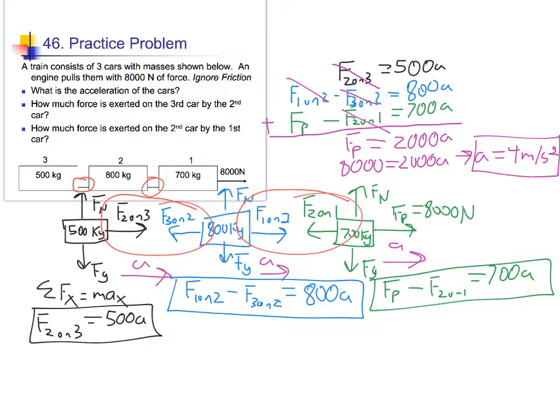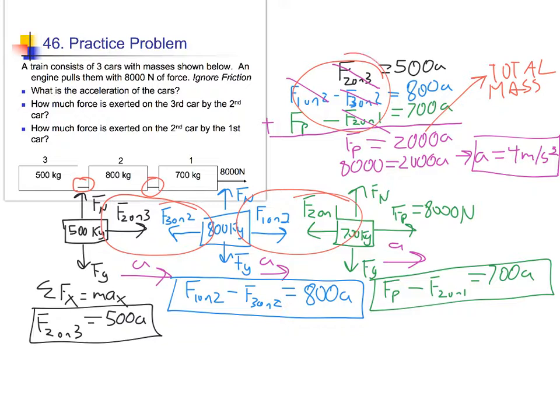Now, 2 really important things that I want to point out. Number 1 is when I added all my equations together, I got the total mass of my system times my acceleration. That should always happen. You should always end up with the total mass of your system times the acceleration. And that makes sense because all 3 of those masses together are being accelerated. So the mass, when you combine them, should be the total mass.